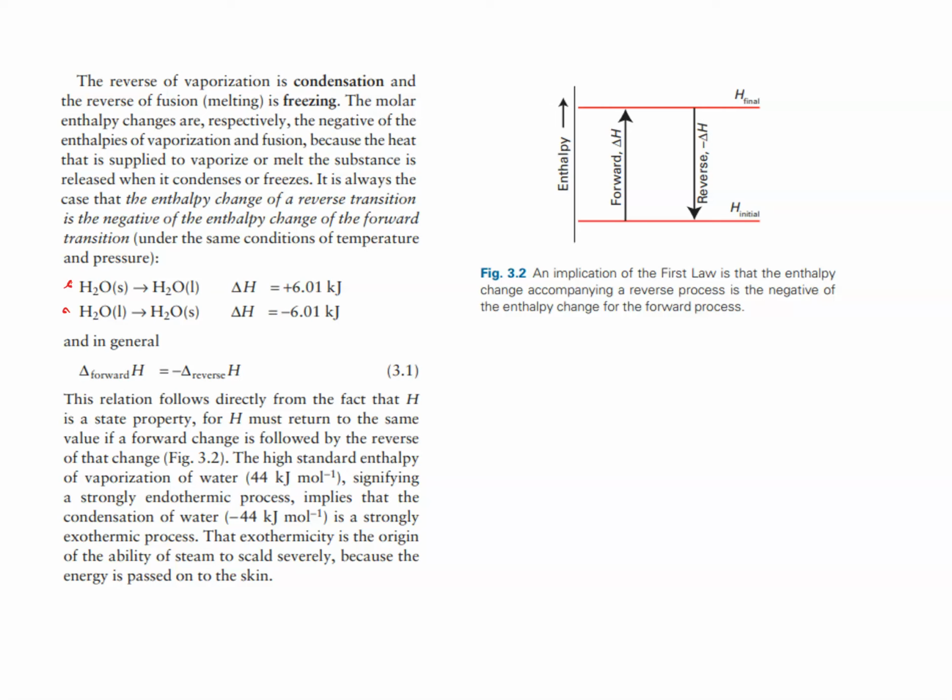The high standard enthalpy of vaporization of water, 44 kilojoules per mole, signifying a strong endothermic process, implies that the condensation of water, negative 44 kilojoules per mole, is a strongly exothermic process. That exothermicity is the origin of the ability of steam to scald you severely because the energy is passed on to the skin. This is something that I considered until fairly recently, honestly, even though I was burned pretty badly by steam a few times as a kid. Anyone who has been knows that the burn seems to linger and linger and linger.